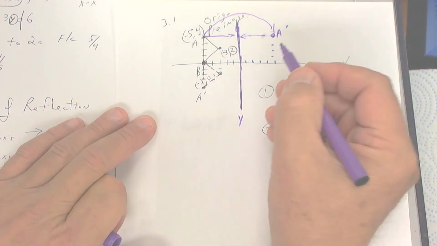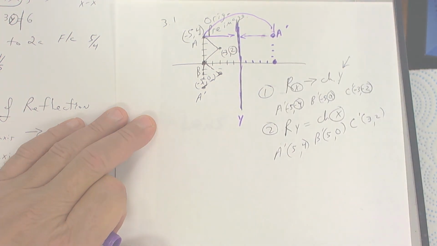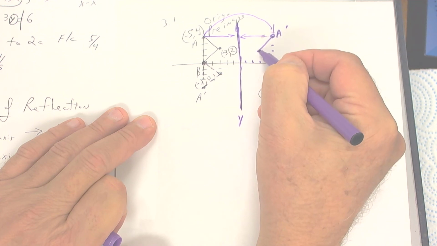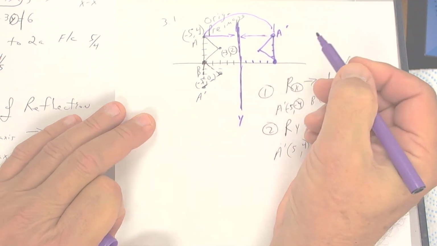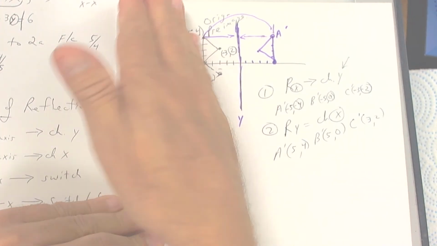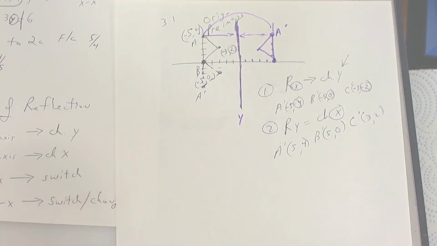Over 5, up 0 is here. And then over 3, up 2 is going to be here, I think. So graph it. And look at how it flips. It goes like that. And that's reflected over the y. All right, now, there are 2 more reflections that you need to know. So write this down.